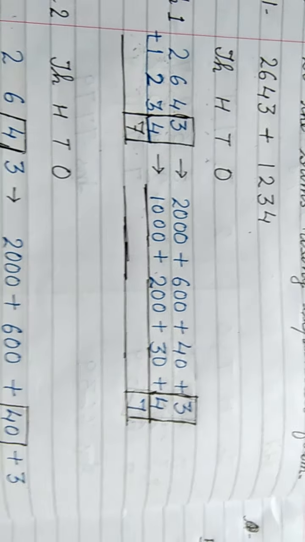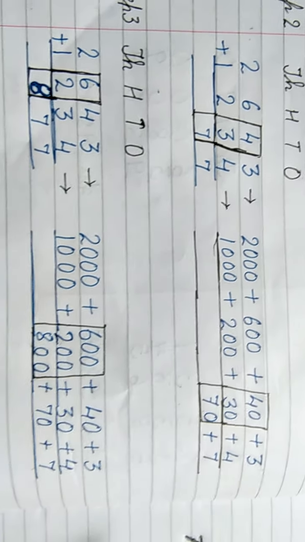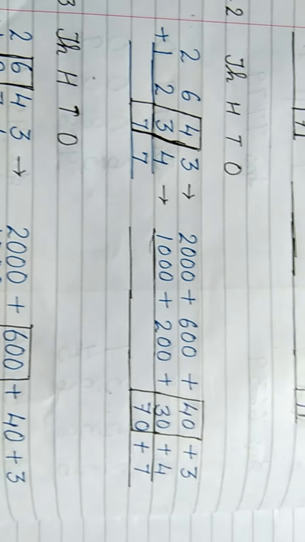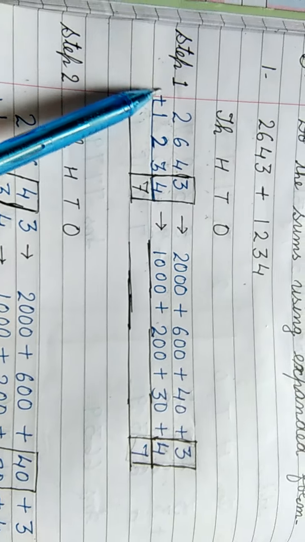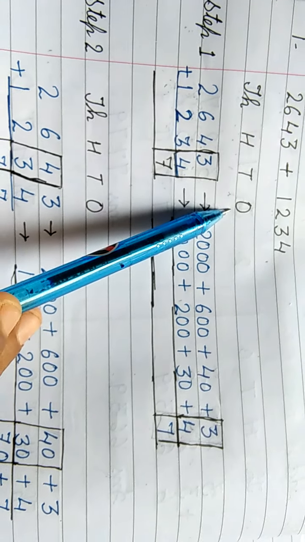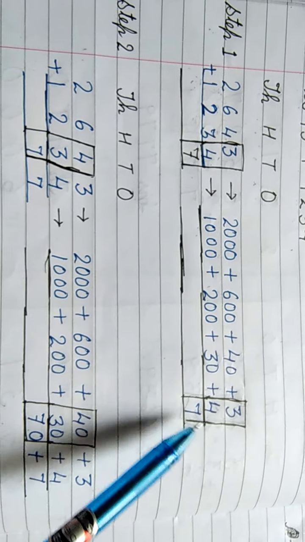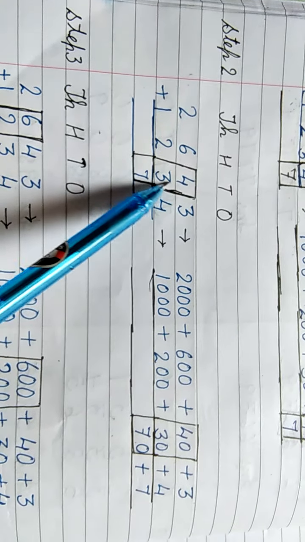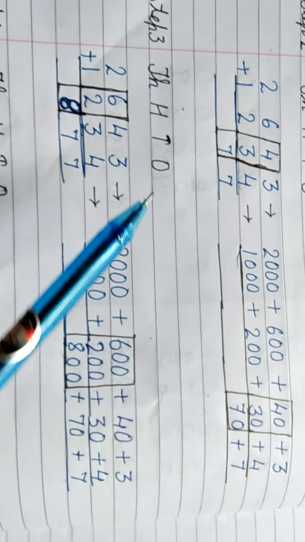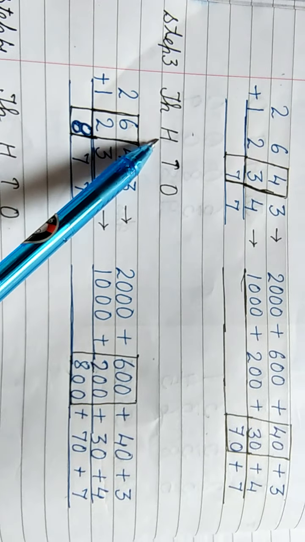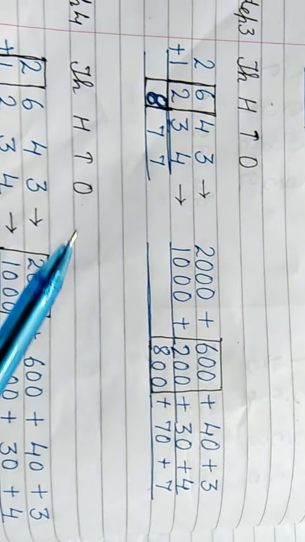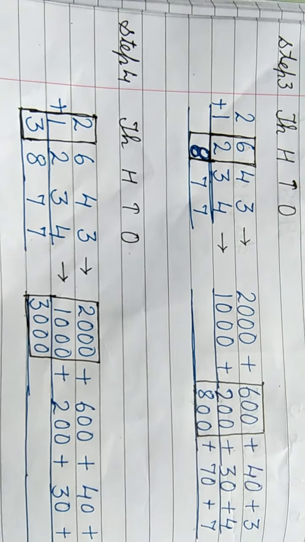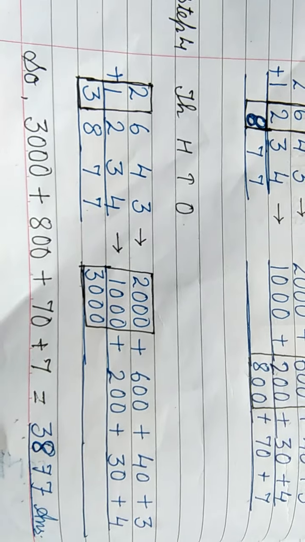Now see this question again. In step 1, we solve the ones place. And in step 2, the tens place. Next, in step 3, the hundreds place. And in step 4, the thousands place. Okay student? Thank you.